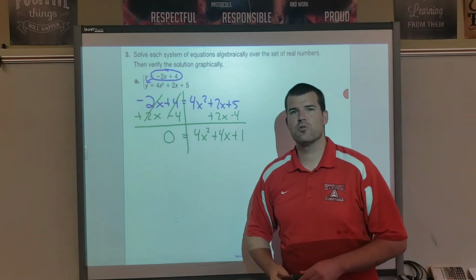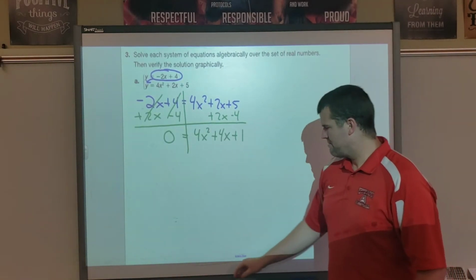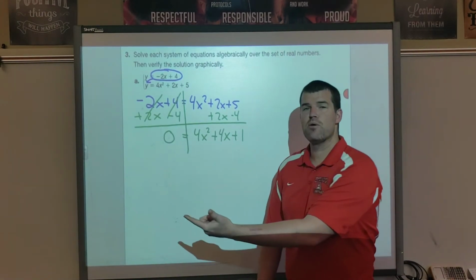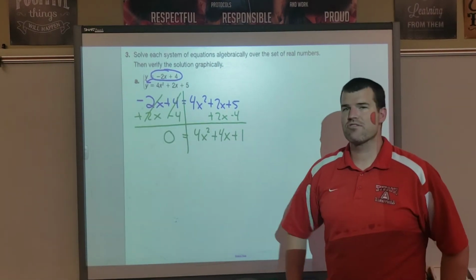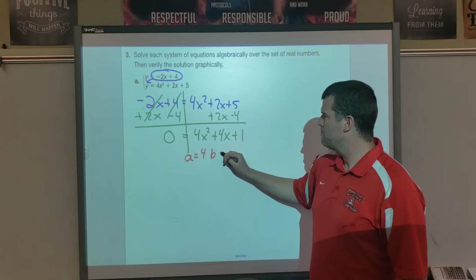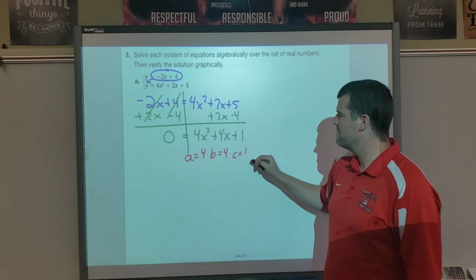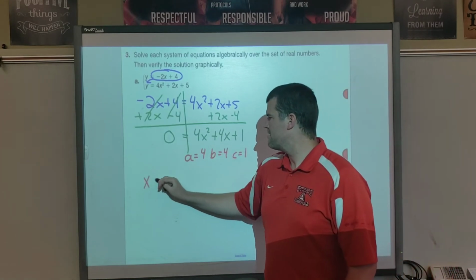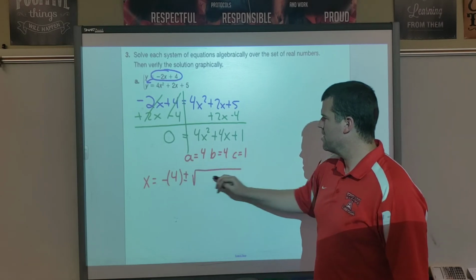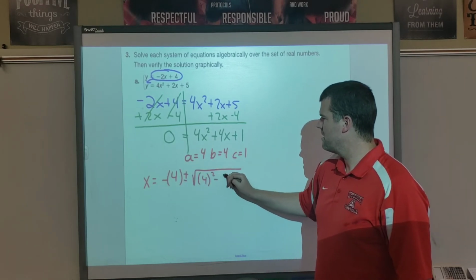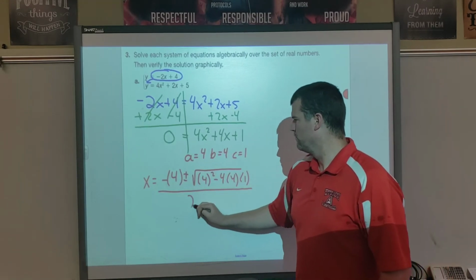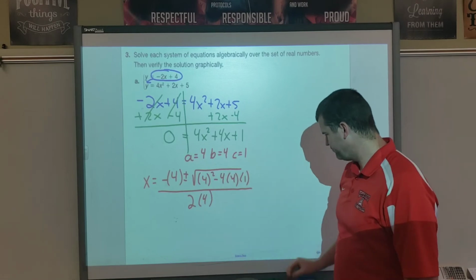And now we're going to solve the quadratic equation. We can use, again, factoring. Complete the square wouldn't be a good option because our a value is not 1. But we can always use the quadratic formula. So a value is 4, b is 4, c is 1. x equals negative b plus or minus the square root of b squared minus 4ac all over 2a.